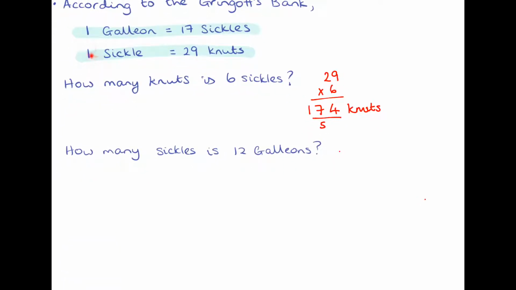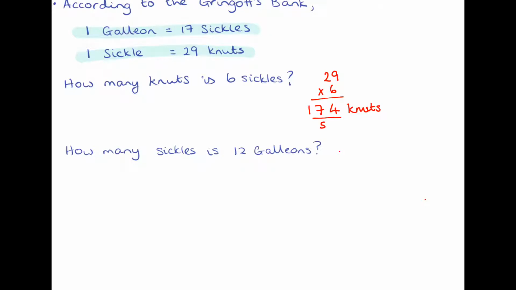And then the next bit, how many sickles is 12 galleons? I can see here that 1 sickle is 29 nuts. That's not going to help us with that bit. 1 galleon is 17 sickles. So we've got 12 galleons, not 1. So we need 12 times 17.